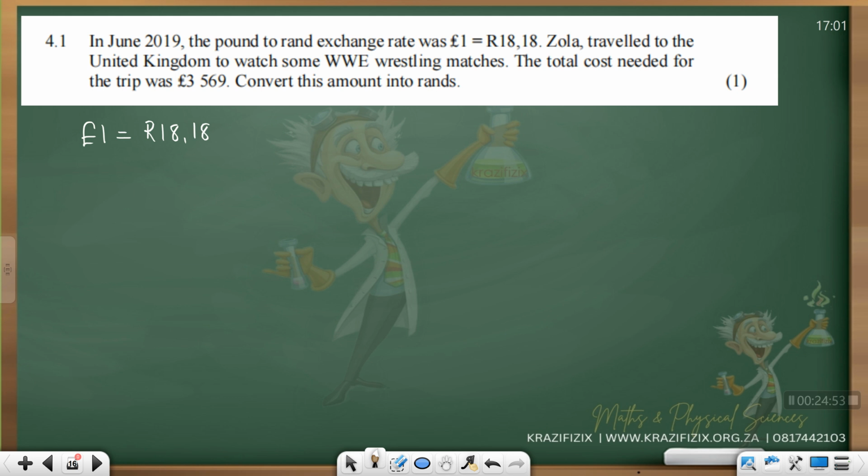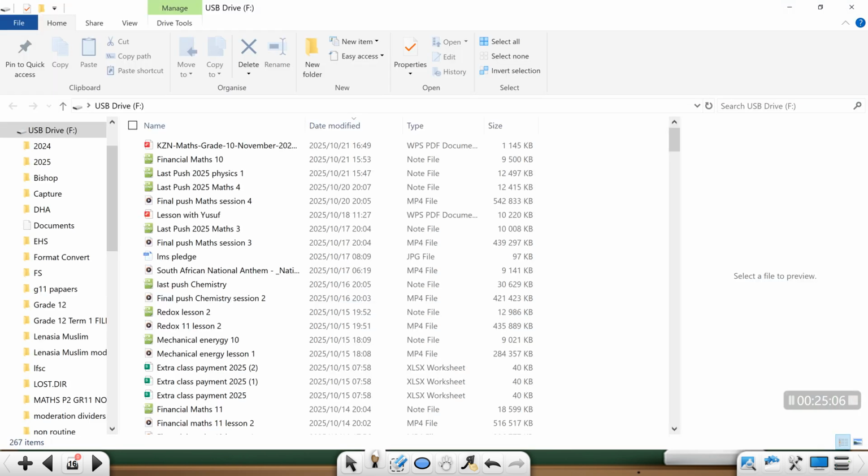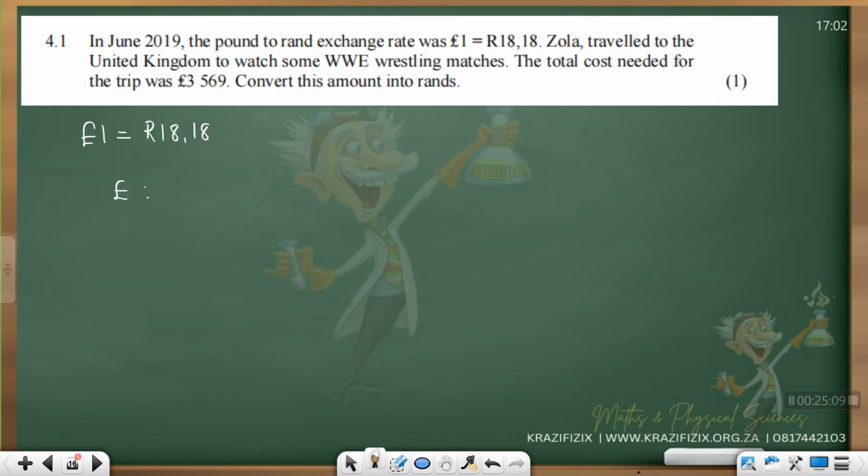Chifiwa says she agrees, but what did you do? So you times. Okay, I should just multiply. Yes. Okay, so I like to do this. In rands, 1 there, 18.18. What do I have? I have pounds, right? 3,569. I can just cross multiply so that you can see when to multiply and when to divide. What's your answer again?